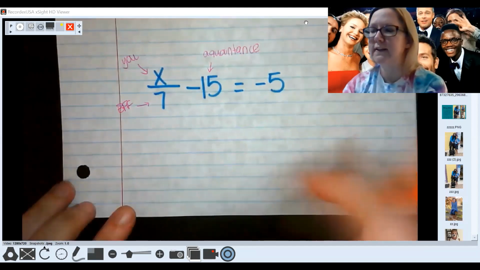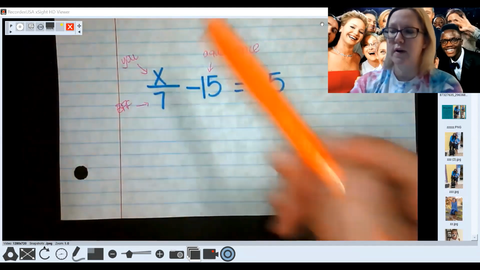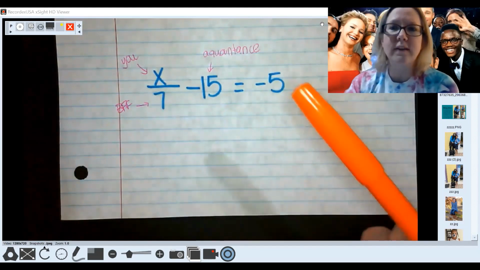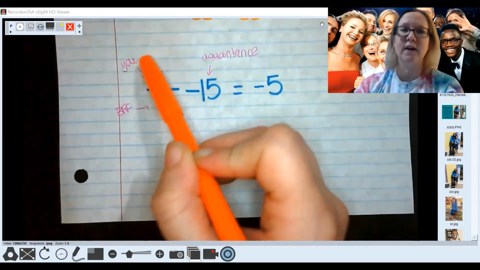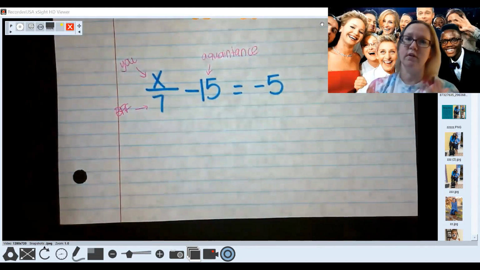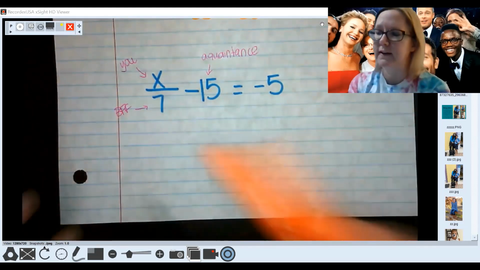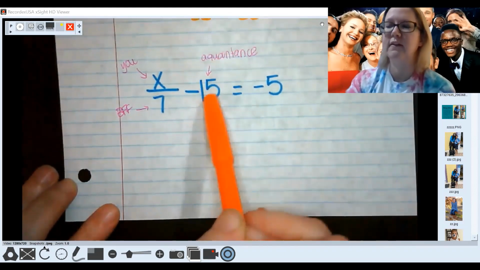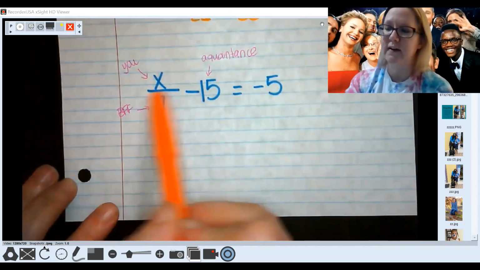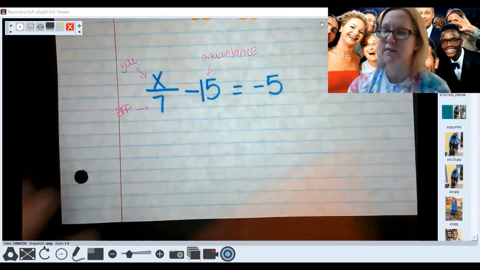All right, so let's look at this next equation here. Again, we know our goal in this equation is to solve for the value of x, because we want to leave your x all by itself, or isolated. The 15 right here is the acquaintance because it's farthest from the variable, and the 7 right here is the BFF, so it's going to leave last.